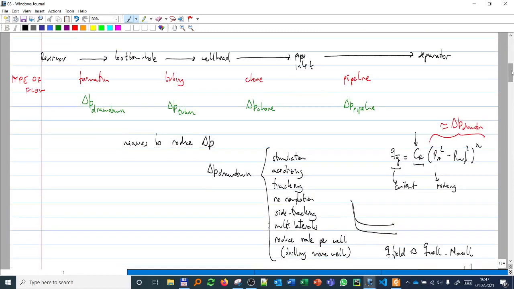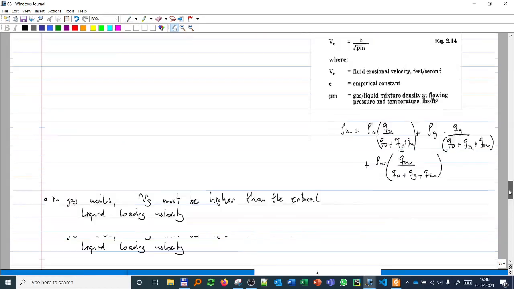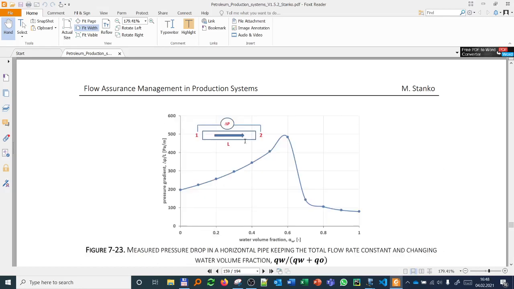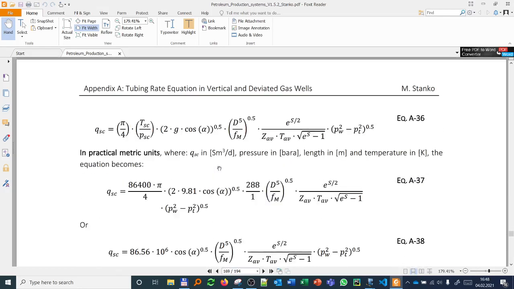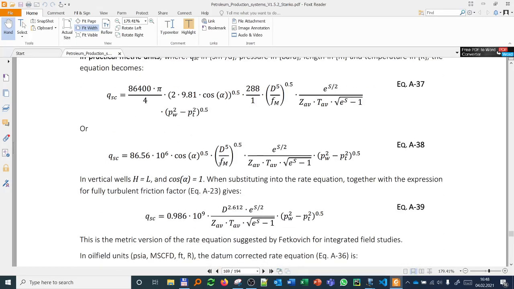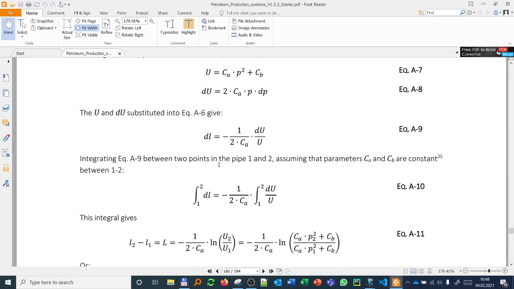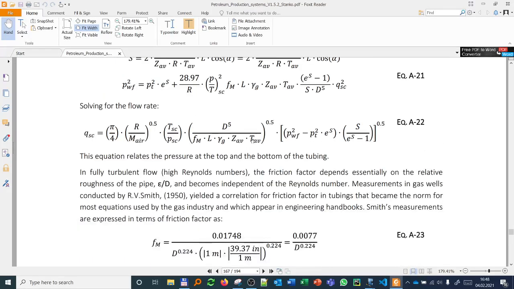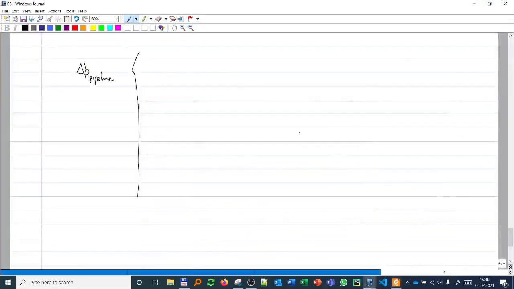Okay, so then we have been through the formation, through the tubing, choke, where I simply open as much as I need, but then the pipeline. So let me put it here, delta P of the pipeline. The pipeline behaves in a similar way as the tubing. If you remember, we didn't have that many things to change there. Actually we don't have the length. We can try to make the pipeline shorter if it's possible, but actually we can increase the diameter.